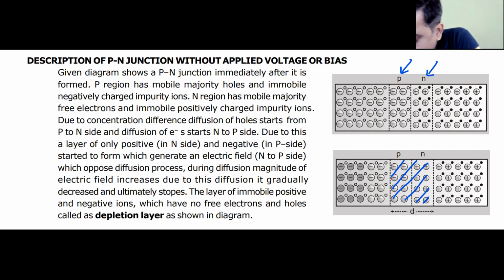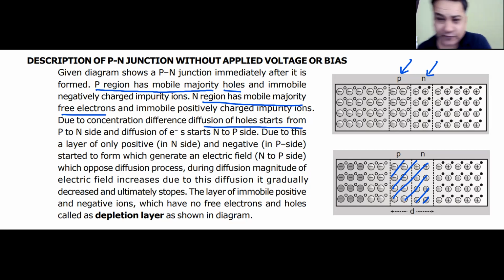Yes, sir. As you can see in the description, the P region has majority holes and the N region has majority free electrons. Due to the concentration, diffusion happens. You understand the meaning of diffusion? Things going from one side to the other side. From the P side, holes are moving to the N side, and from the N side, electrons are moving to the P side. Do we understand this? Yes, sir.